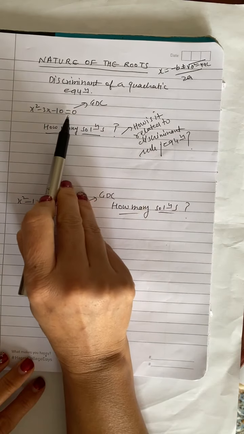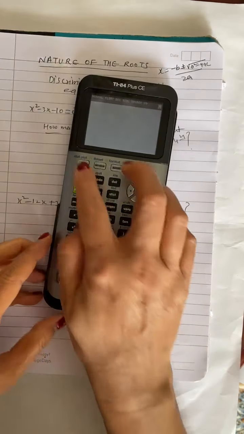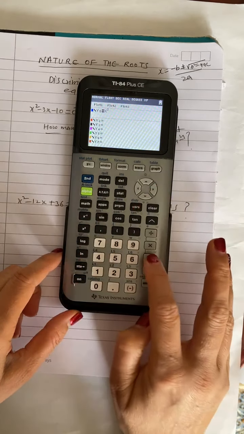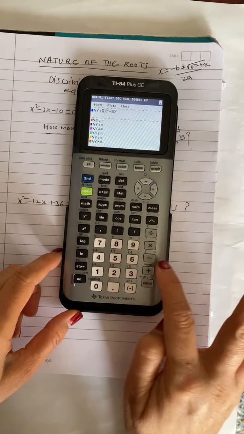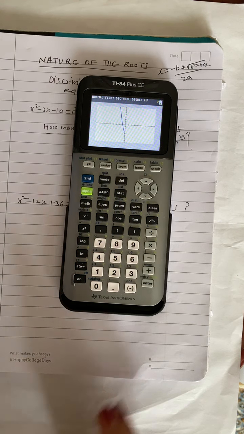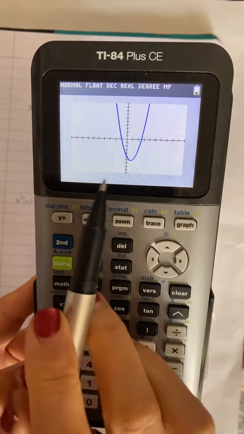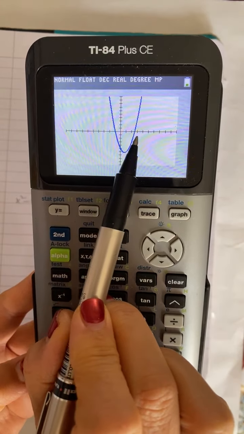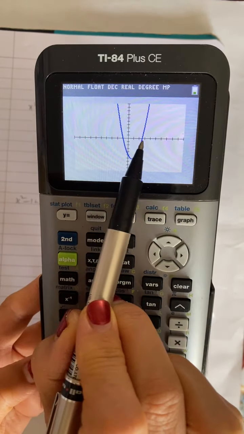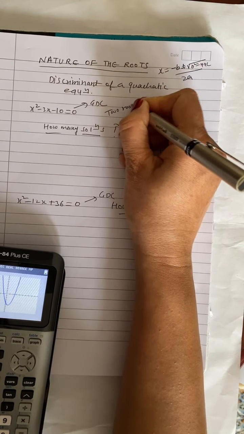To find out how many solutions there are, if I just graph this equation, y is equal to x squared minus 3x minus 10, you can see from the graph that we have two solutions of this quadratic function. The solutions mean the roots or x-intercepts. So this graph intersects the x-axis at two places. So this has two roots. So using the GDC, we know that this has two roots.